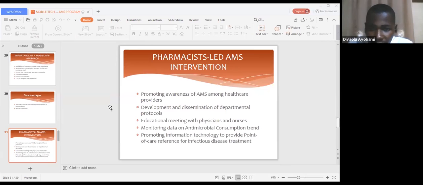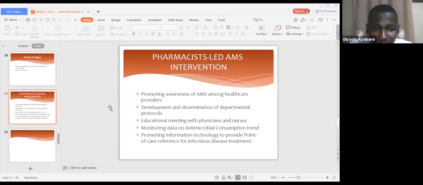And as pharmacists, we are not left out in terms of promoting antimicrobial stewardship. There are several things we can do, from raising awareness to disseminating protocols and monitoring consumption. These are the processes in the stewardship program, and the mobile app will only help enhance these processes.